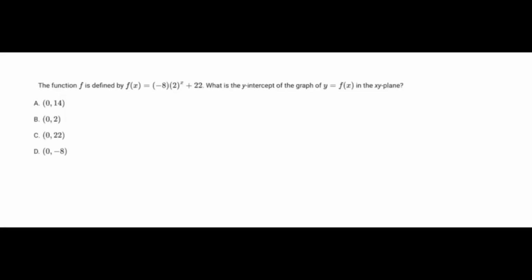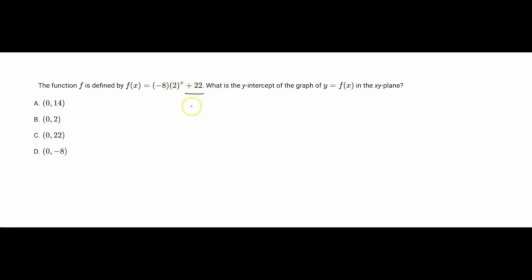The function f is defined as f of x equals negative 8 times 2 to the power of x plus 22. What is the x-intercept of the line y equals f of x in the xy plane? All right, so first off, the number is probably jumping out at you, the plus 22, but don't fall into this trap. You know, there's always that answer choice that they want you to pick, but it's really just a trick answer. So instead of jumping to conclusions, seeing this plus 22, everything else here is being multiplied and it's dependent on x.